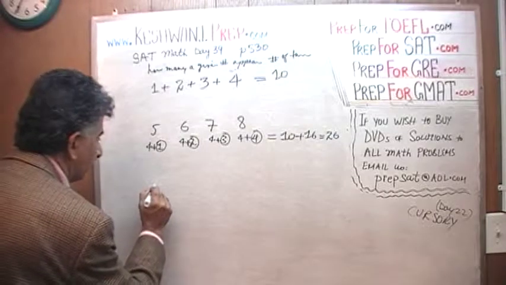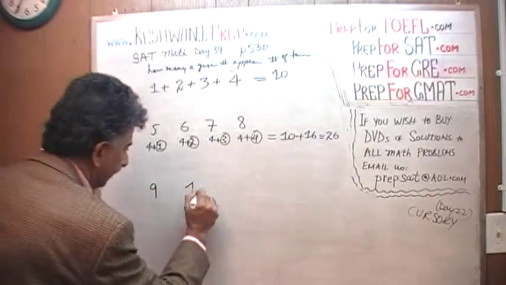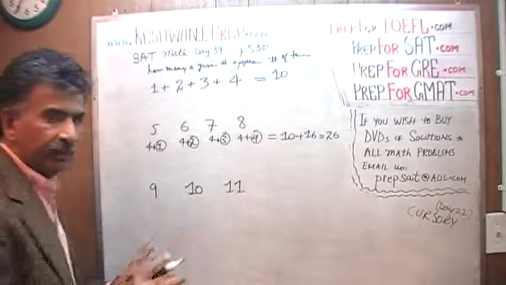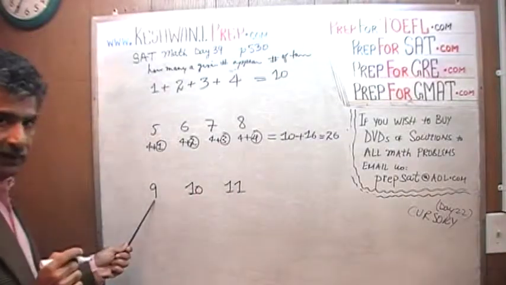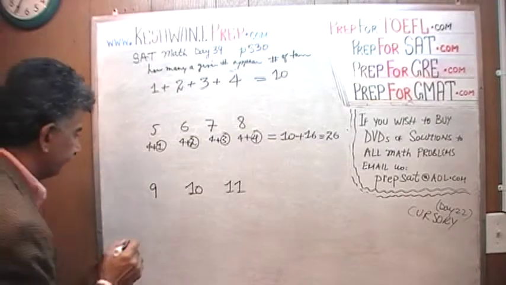So we have 9, after 8 comes 9, 10, and 11. We're going to stop here because we want to look at the first time the 12 appears. We're going to have 9 9s, 10 10s, 11 11s. Let's add them all up.